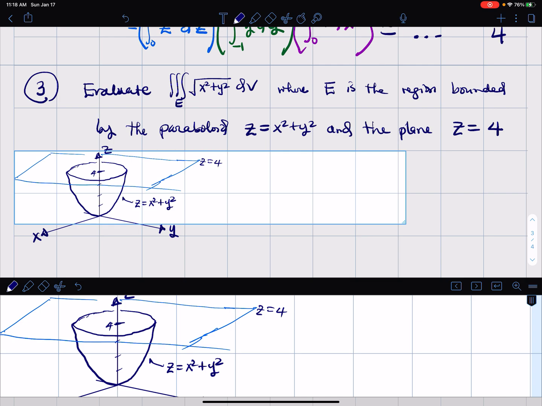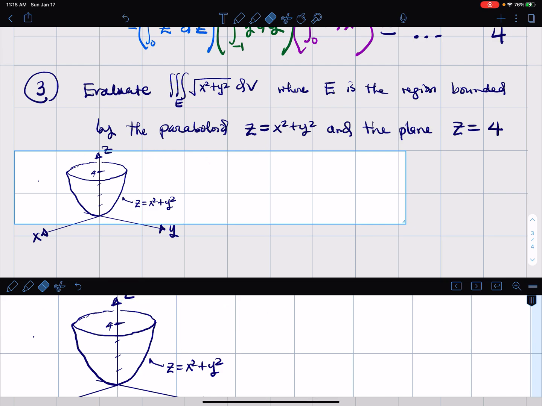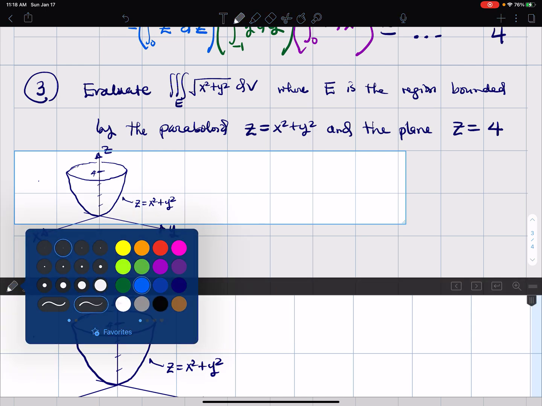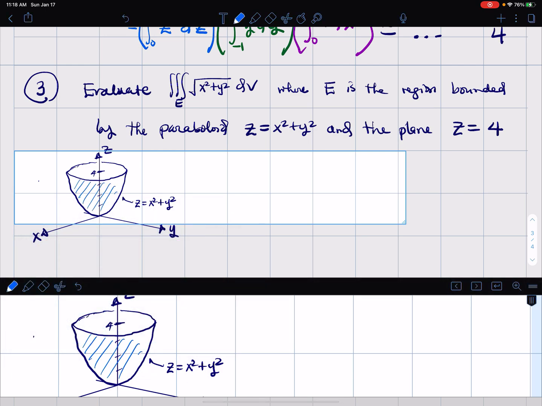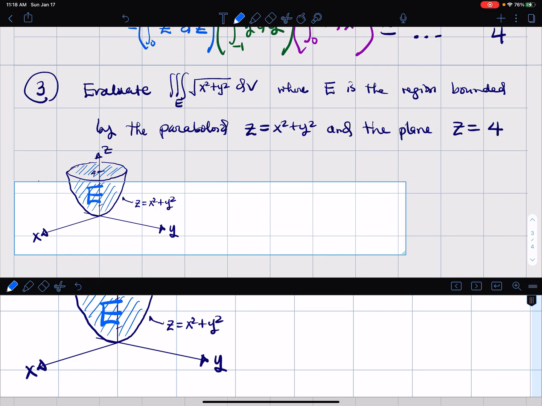So if you look at this paraboloid and seal it up with a plane, all you get is just a solid paraboloid. That goes from 0 to 4. So let us solid this up. And this is your E, right? This is the E we're talking about. Okay? Now, so we have the Z bound for E.